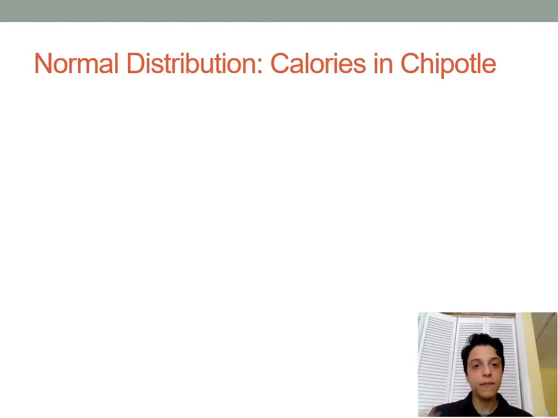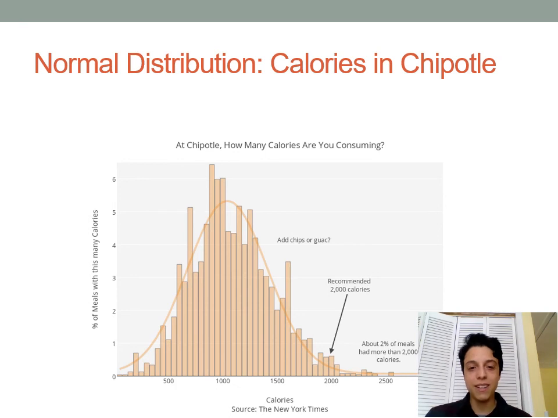And then my final example, which always makes me hungry, is the number of calories in a Chipotle meal. What you can see here is that this also follows a normal distribution, where if you get a meal at Chipotle, it's most likely that the meal is going to have around 1,000 calories, and then it's less and less likely that you're going to have a meal that has way fewer calories, and less likely also that you're going to have a meal that has way more calories.